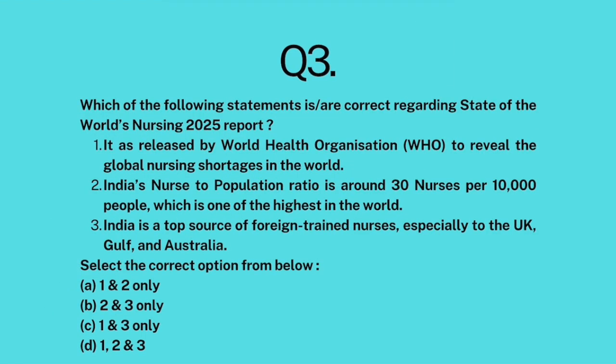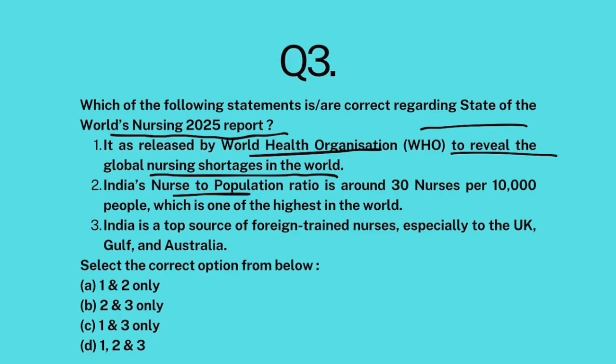Question 3. Which of the following statements are correct regarding the State of the World's Nursing 2025 report? It is released by the World Health Organization to reveal the global nursing shortages in the world. India's nurse to population ratio is around 30 nurses per 10,000 people, which is one of the highest in the world. India is a top source of foreign trained nurses, especially to the UK, Gulf and Australia.